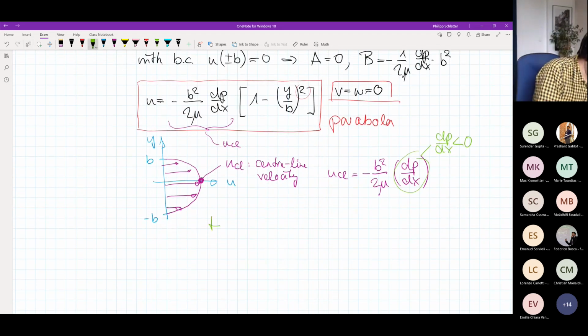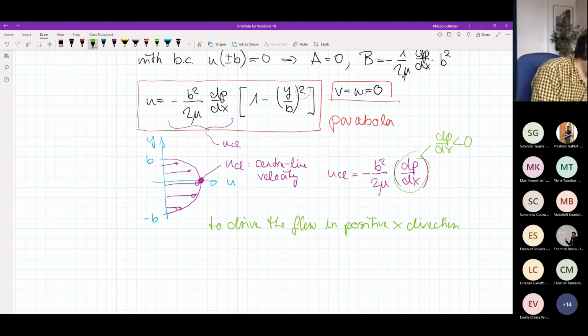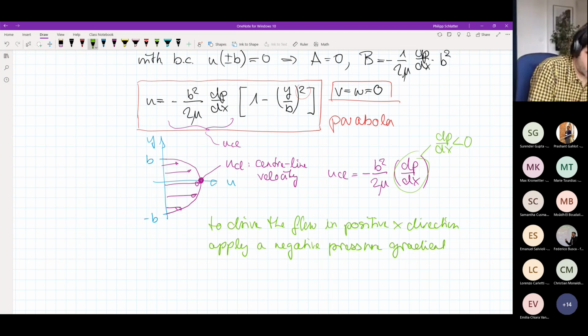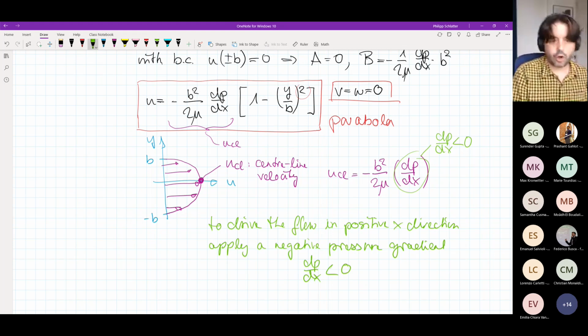So let me just write that down. To drive the flow, in this case, the pipe or in the channel flow, to drive the flow in the positive x direction, well, what we need to do, we need to apply a negative pressure gradient. So that means that this dP dx is actually lower than 0. Okay, so that was one thing, this UCL.